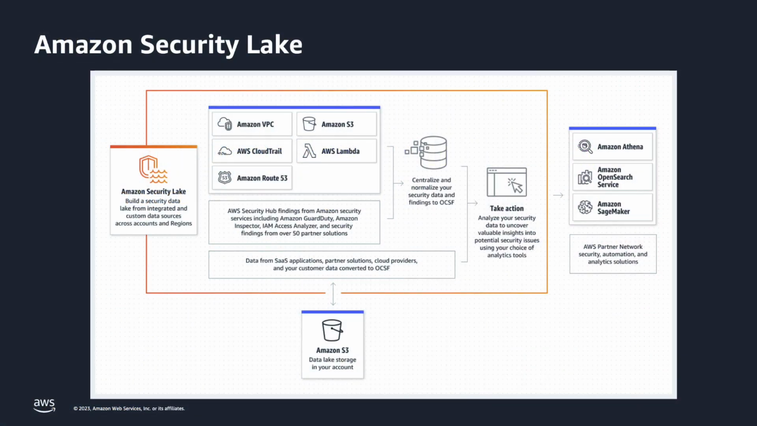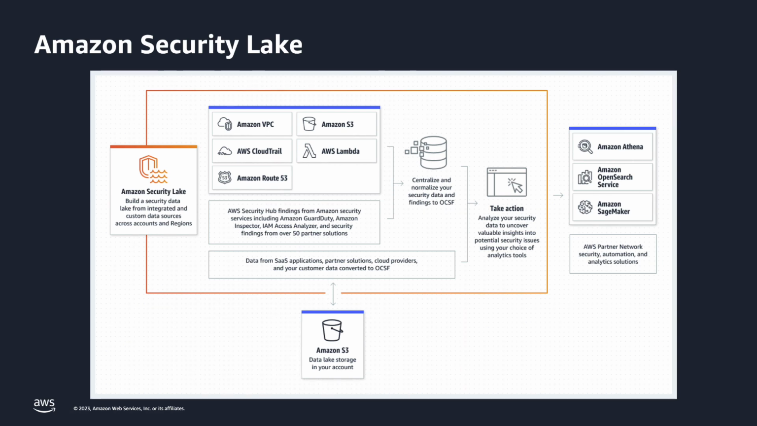Amazon Security Lake automatically centralizes security data from AWS environments, SaaS providers, on-premise, and cloud sources into a purpose-built data lake stored in your account. Amazon Security Lake makes it easier to analyze security data, gain a more comprehensive understanding of security across your entire organization, and improve the protection of your workloads, applications, and data.